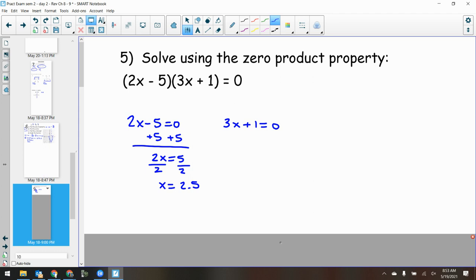We subtract the 1. We get 3x is equal to -1. So x is equal to -1/3 or -0.3. And those are my 2 answers. That means this crosses the x-axis at those 2 locations.